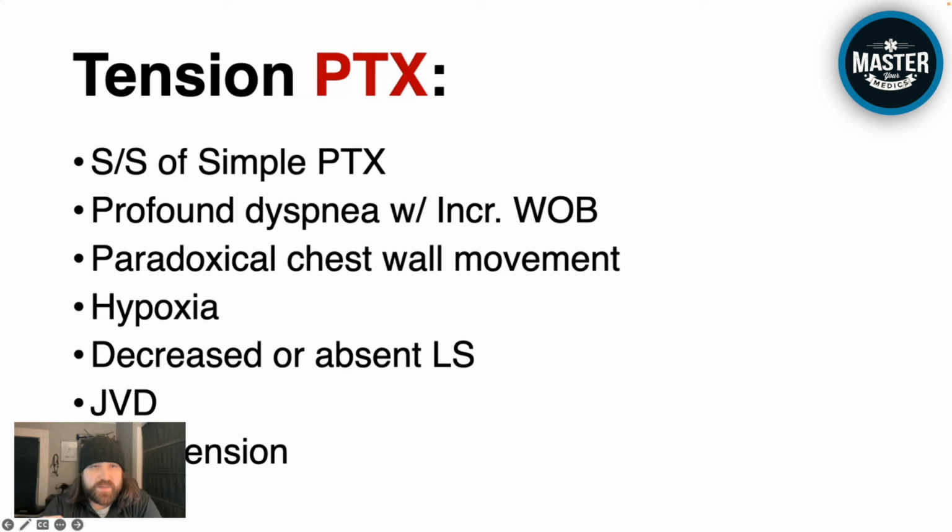And then we get tension pneumothorax, right? So we get signs and symptoms of a simple pneumothorax. You get profound dyspnea with increased work of breathing, paradoxical chest wall movement, hypoxia, decreased or absent lung sounds, JVD, hypotension, all those things, right? Notice I didn't put tracheal deviation, right? Because it's essentially not seen, right? For the trachea to actually deviate requires such an immense pressure that the patient usually codes first.